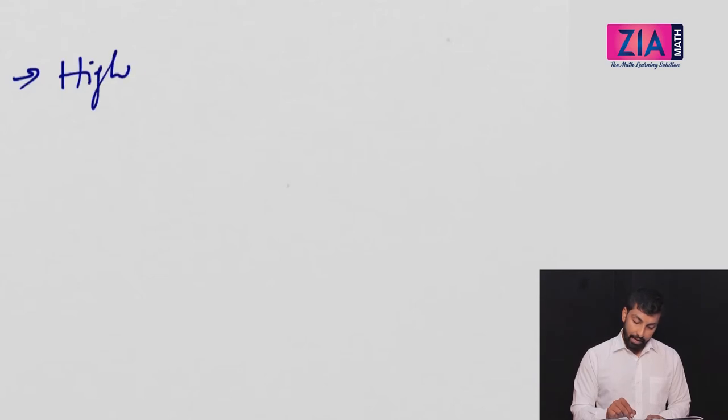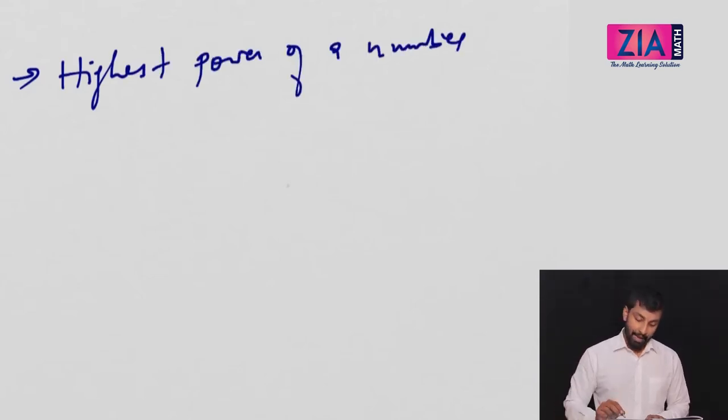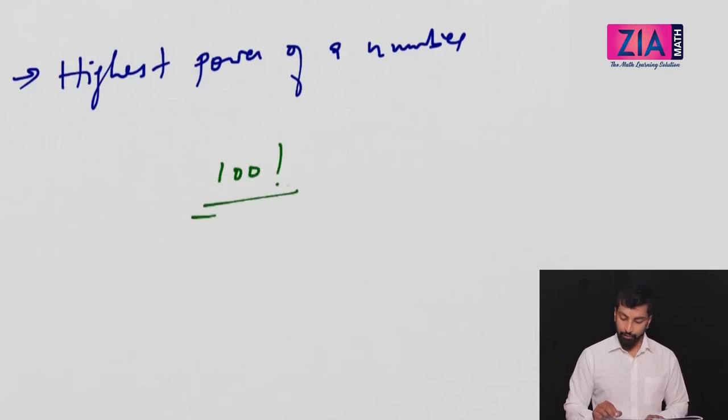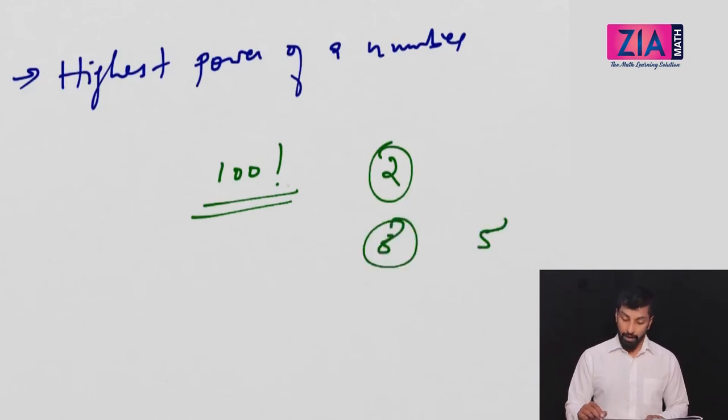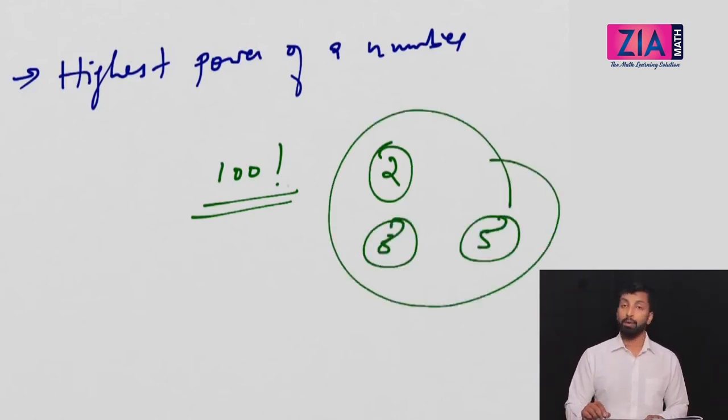What are the possible questions which can be asked? Like this: what is the highest power of a number? The first question which can be asked is the highest power of a number in a factorial. It's like this. I give you 100 factorial. It's a big huge number, right? I ask you how many 2's are there. I ask you how many 3's are there. I ask you how many 5's are there. So all these are prime numbers. I can also ask you how many 10's are there.